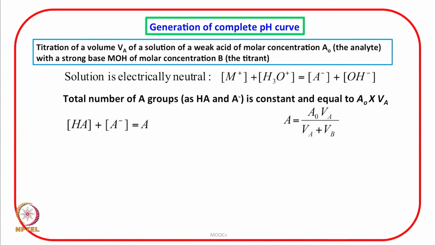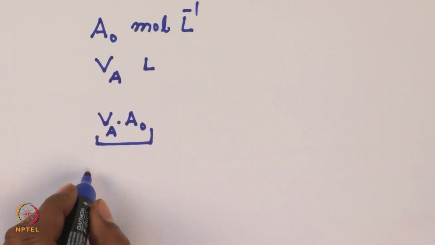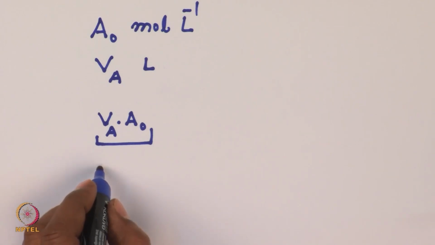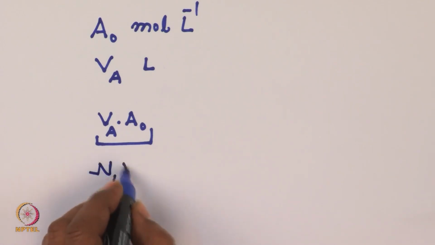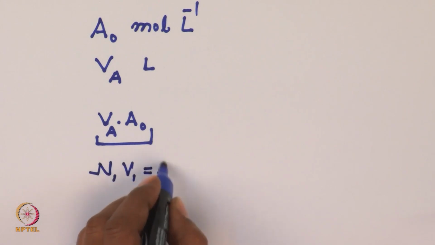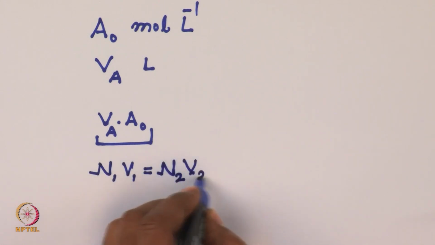The amount of A modified when you add A to B is equal to A0 into Va divided by Va plus Vb. How do you get that? You can get it by using, for example, if you remember, this kind of equation, N1 V1 is equal to N2 V2. This must apply.